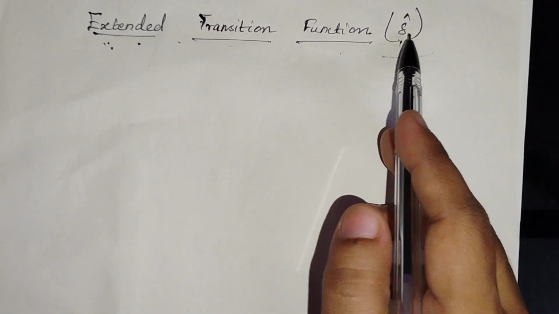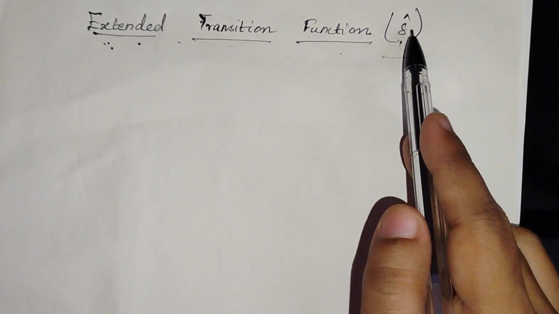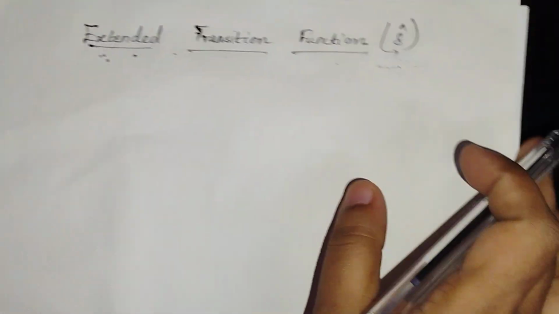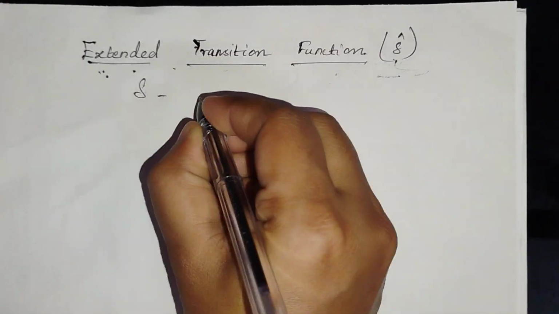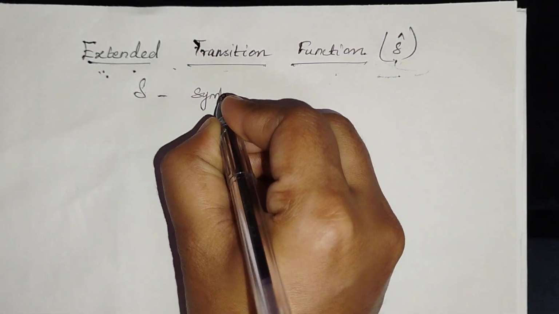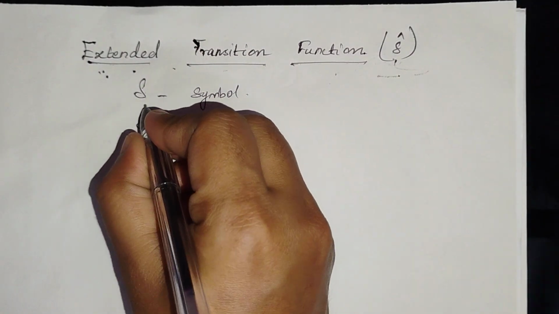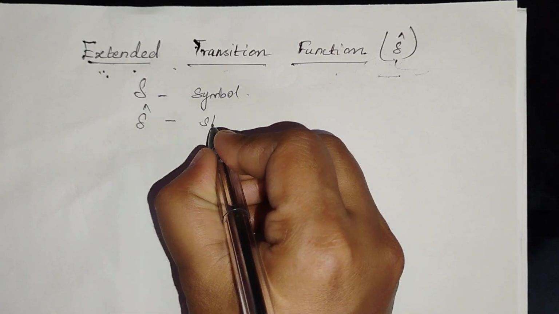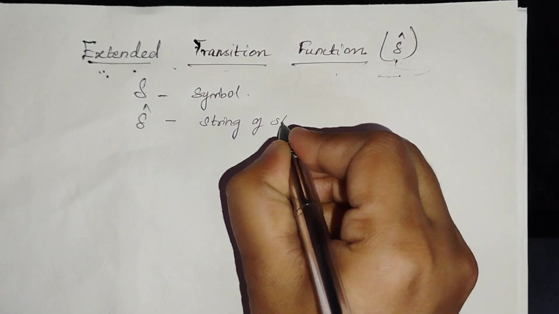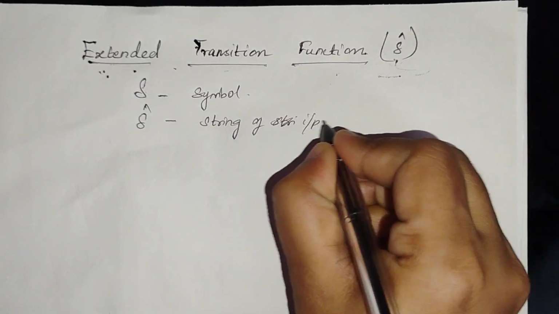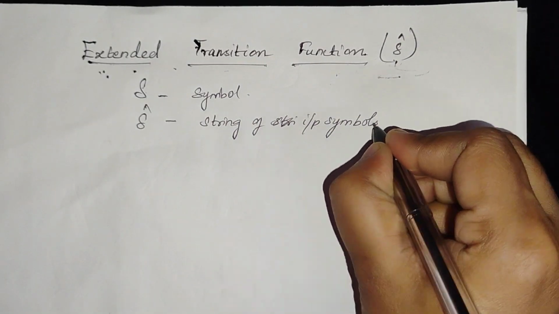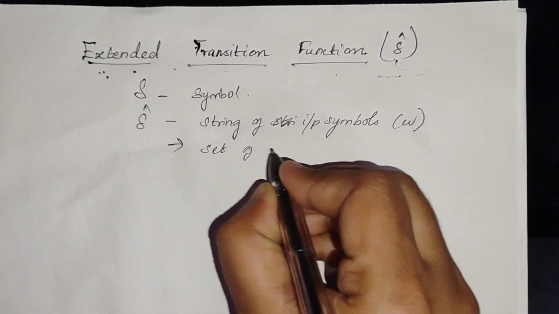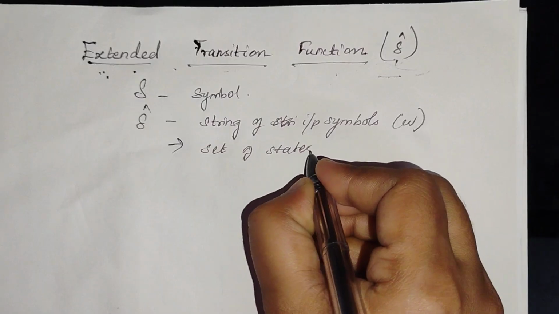Delta is called the transition function, and delta cap is the symbol for the extended transition function. Delta is where we check the transition for a single symbol. Delta cap is used to represent the transitions of an input string, a string of input symbols. On return, it returns a set of states.